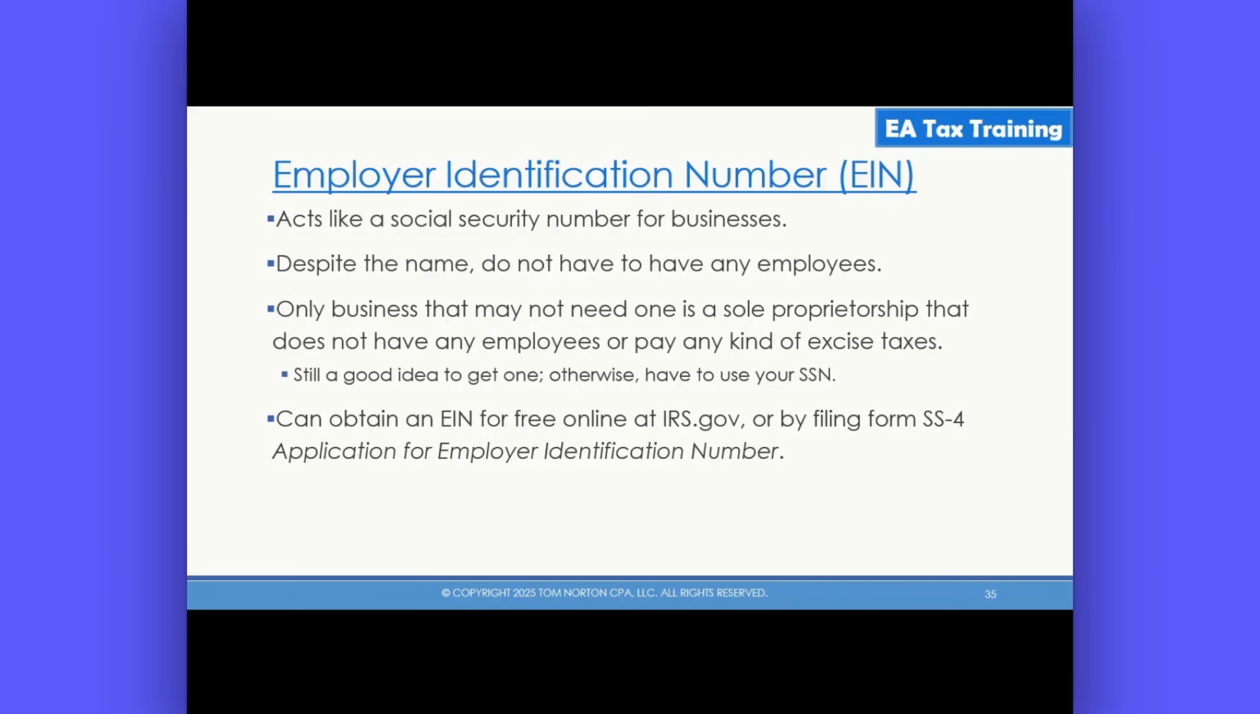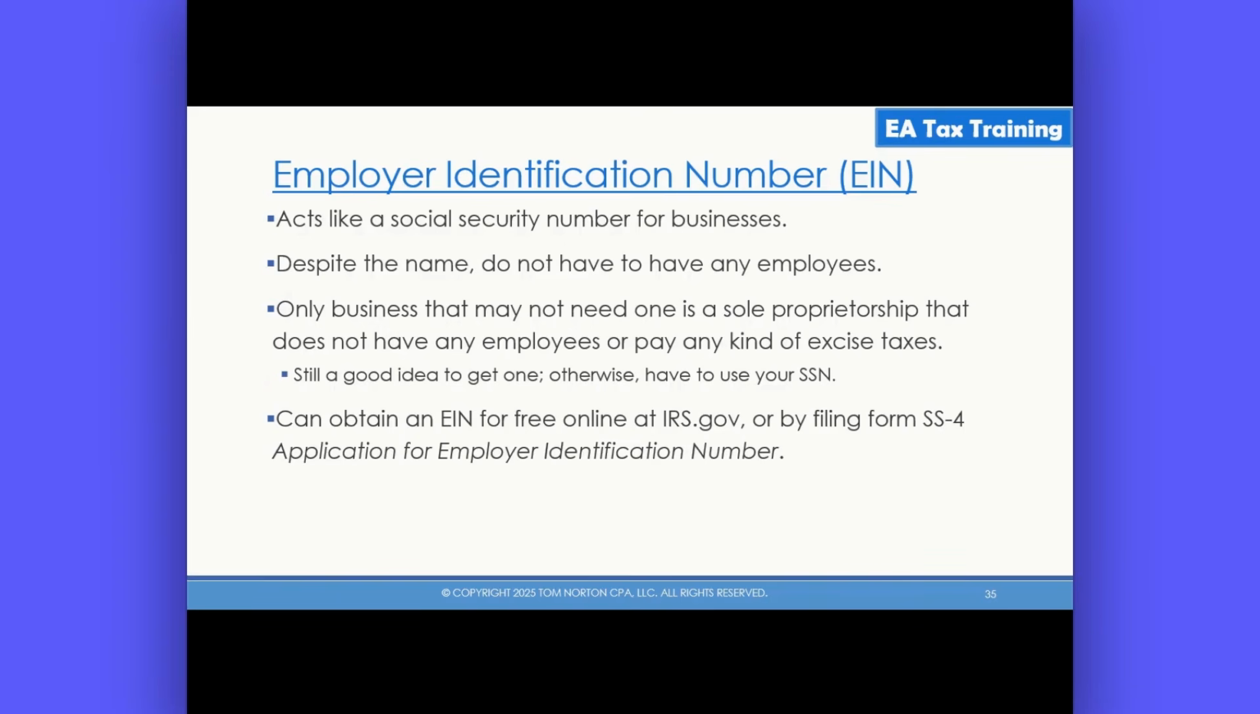When you start a business, you will likely want to get an employer identification number or EIN. This is kind of like a social security number for a business. And despite the name employer identification number, you do not have to have any employees in order to get an EIN. The only business that may not need to get one is a sole proprietorship that does not have any employees or pay any kind of excise taxes, though it is still a good idea to get one so you don't have to use your social security number.